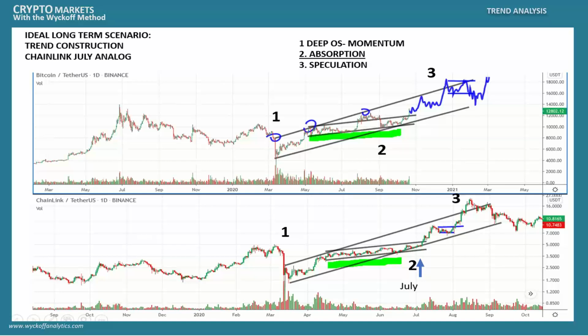And here we see a first momentum move that follows that extreme oversold condition, an area of slow absorption, low volume, and then a final stage, the speculation stage. And I like this idea that we are still in the absorption stage in the uptrend of Bitcoin. And if this analog with Chainlink works, once again Chainlink, the former leader of the bull run in cryptos, has pointed the way. What do you think about this chart, Roman?